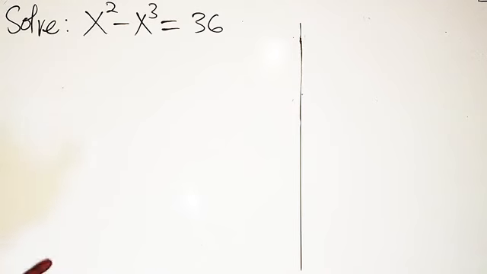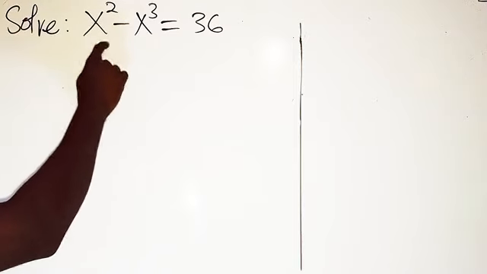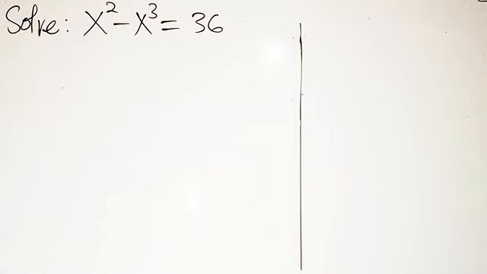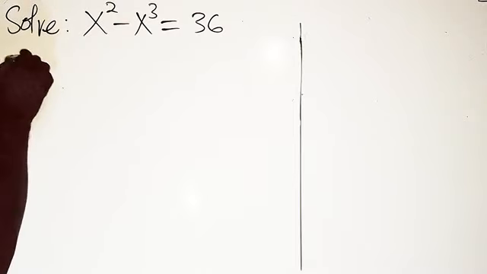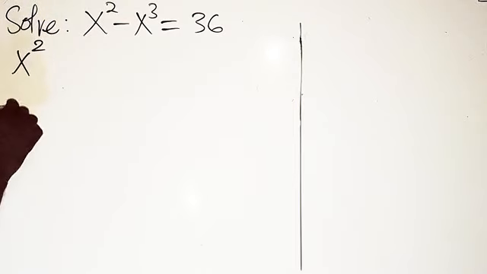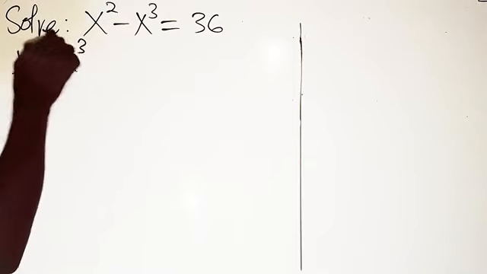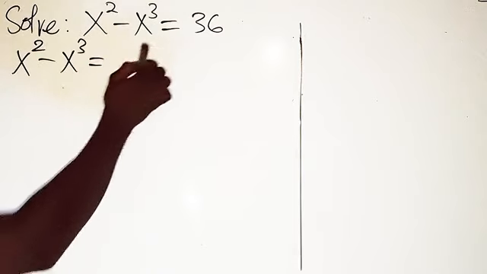In today's tutorial, we are going to be solving this cubic equation, because this equation has its highest degree to be 3. So that is why it is cubic. We have x to power 2 minus x to power 3 equals 36. So now let's see what we are going to do to get the value of x. We can write this equation as x to power 2 minus x to power 3 equals this 36.